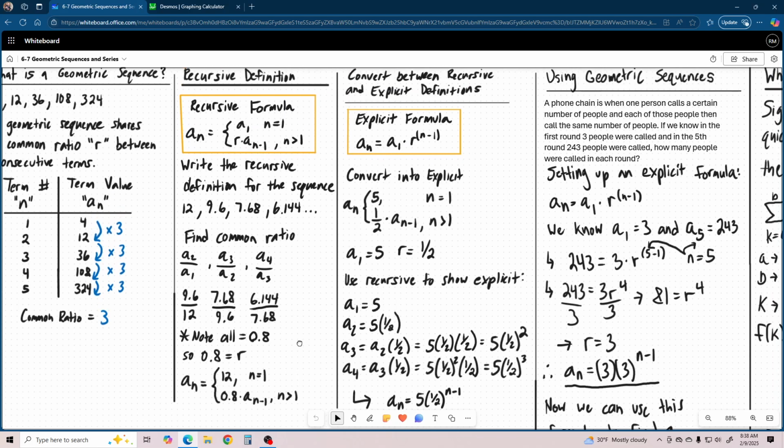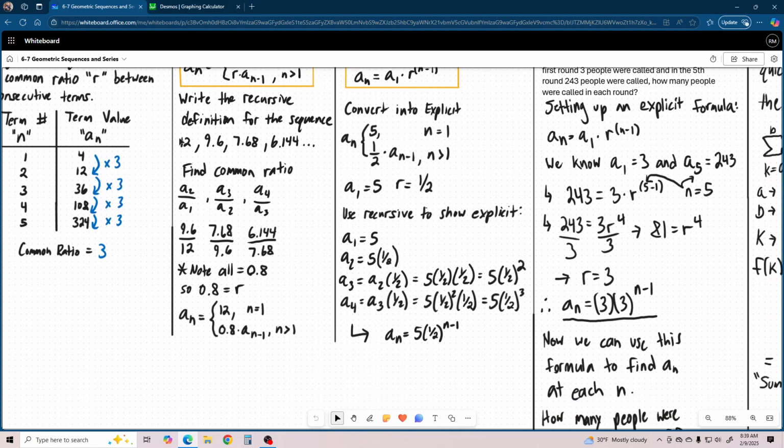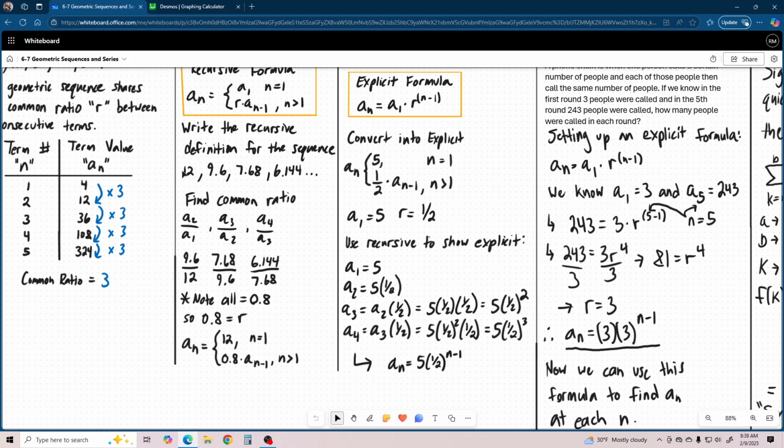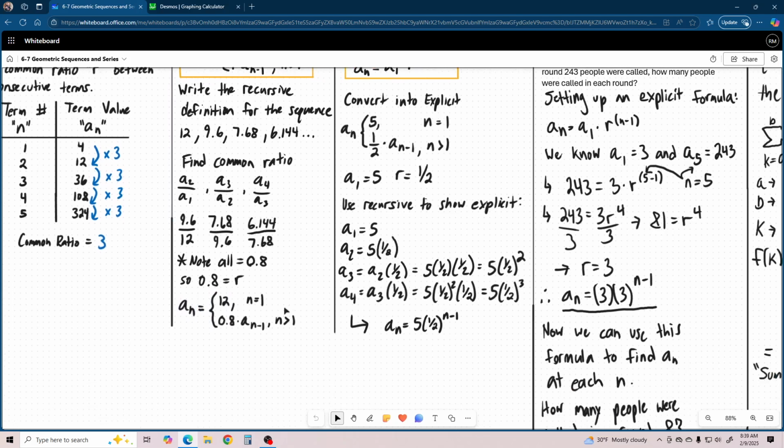So if we want to rewrite this, where n equals 1, a sub n just equals a. Well, what is it where n equals 1? Where n equals 1, we have a 12. So a sub n equals 12 when n equals 1. In other words, a sub 1 equals 12, which makes sense, right? A sub 1 is 12. Okay. Now, this other part's a little bit more confusing.